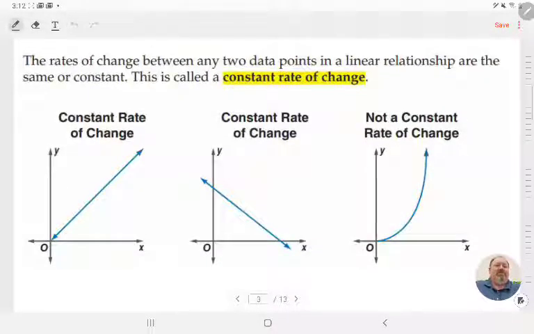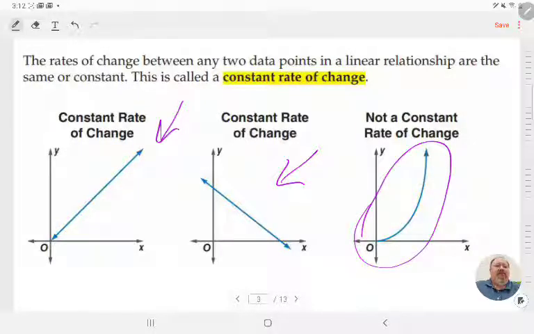The rates of change between any 2 data points in a linear relationship are the same or constant. This is called a constant rate of change. So you could have lines like this, that would be a constant rate of change. You could have negative lines, that would be a constant rate of change, but not a curved line. There's no way you could have a constant rate of change.